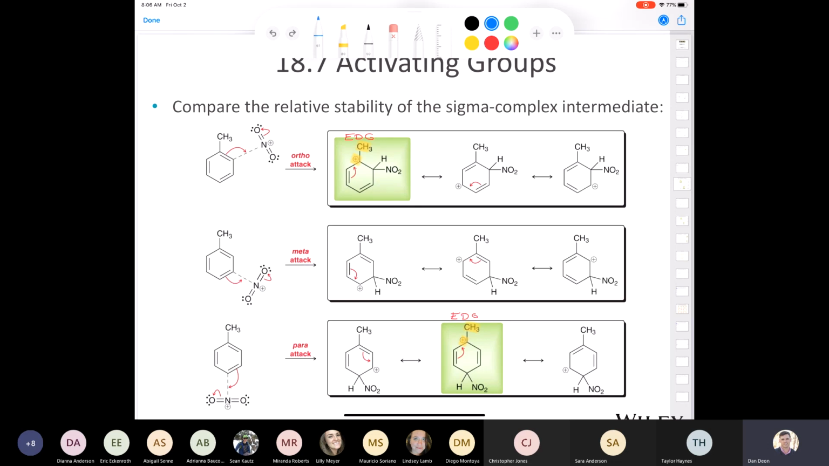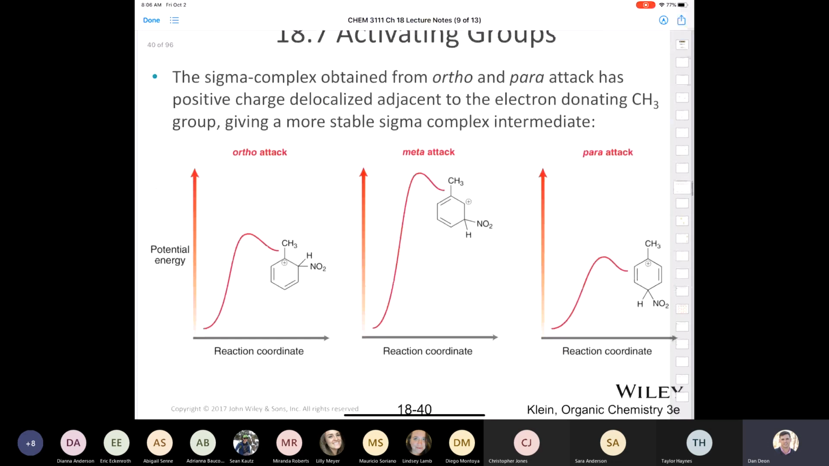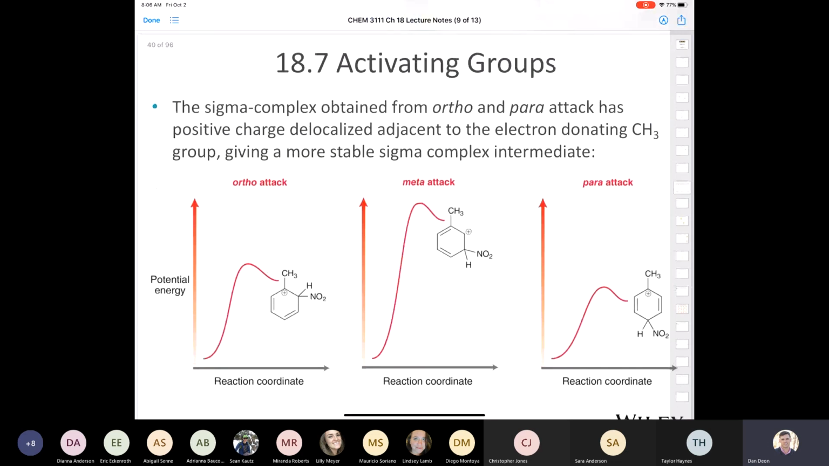But as is the case always in organic chemistry, the more that you understand it, the easier it seems to be. Okay, here's a reaction coordinate diagram for the ortho, meta, and para attack on toluene. And again, what I said is true. You can see the energy of activation, and if you're wondering what that is, hopefully you know by now, it's this energy here, okay?